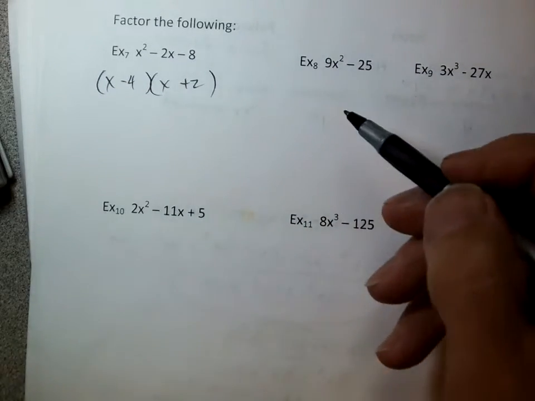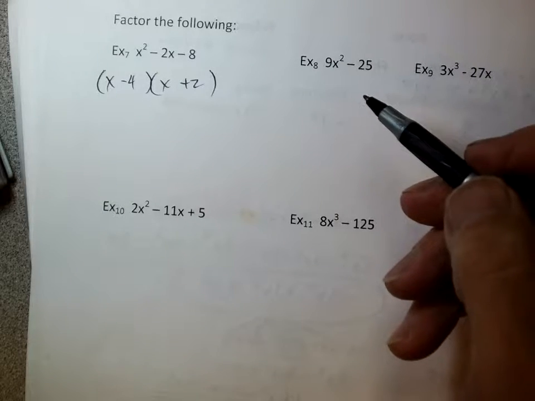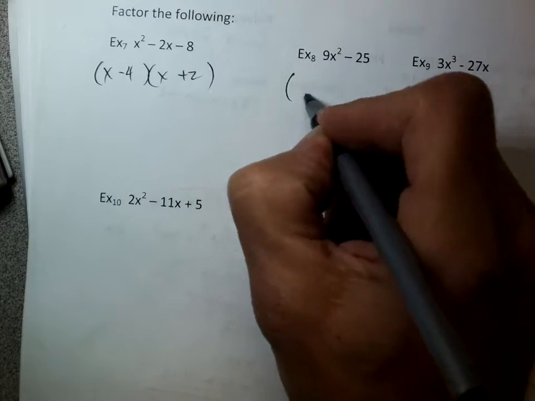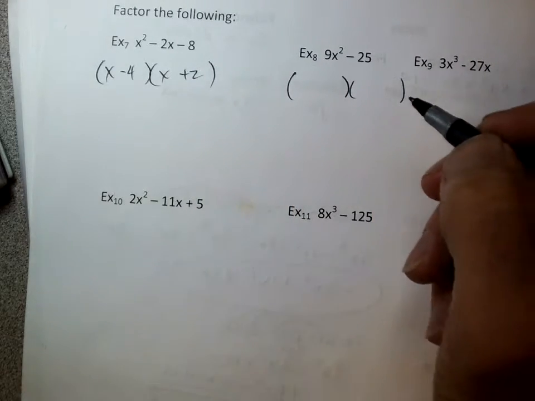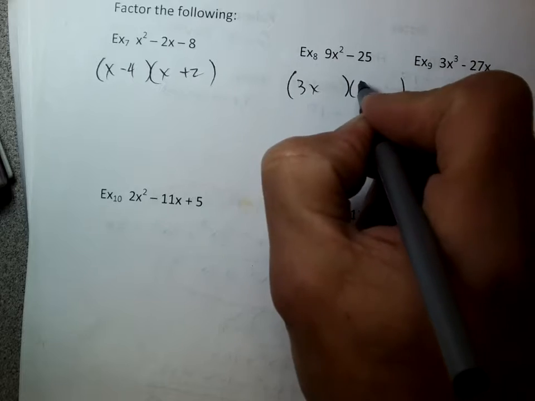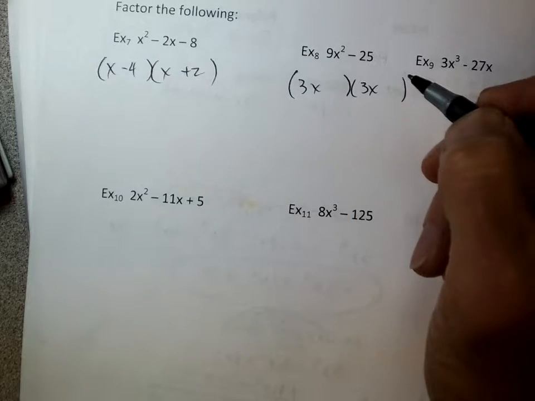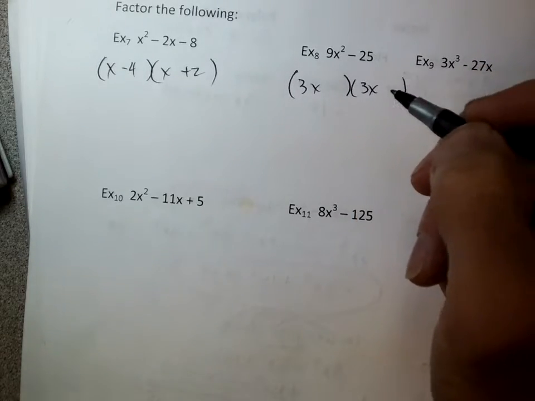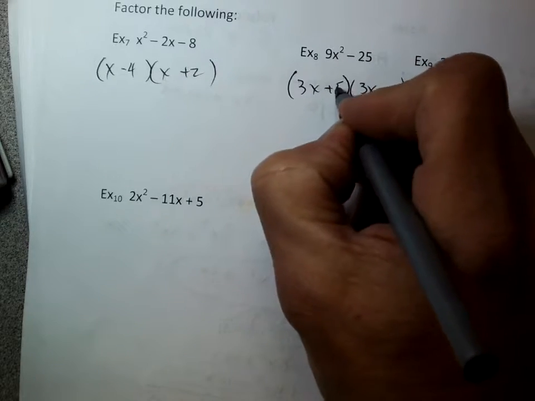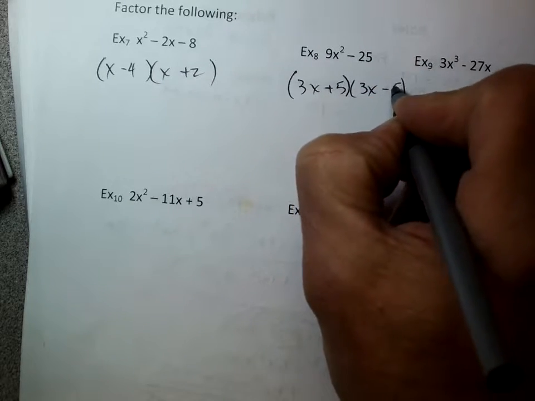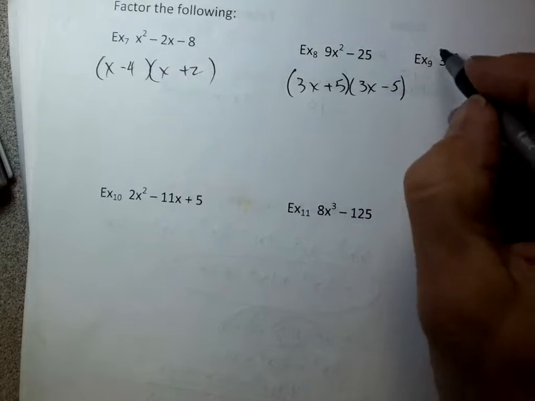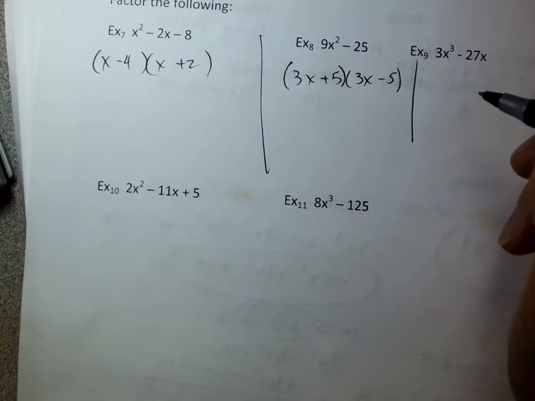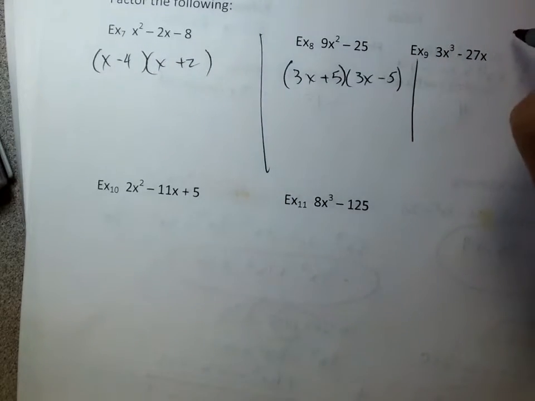Number 8, we're going to go ahead and factor this. We're going to have a 3x and a 3x, and then a plus 5 and a minus 5. So far, so good. I'm going slowly enough, hopefully. Example 9 is going to take two factors.